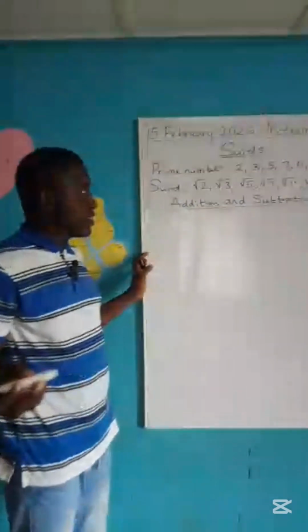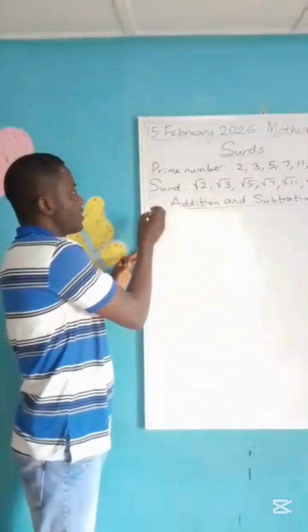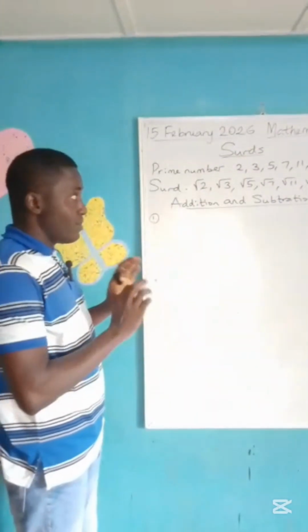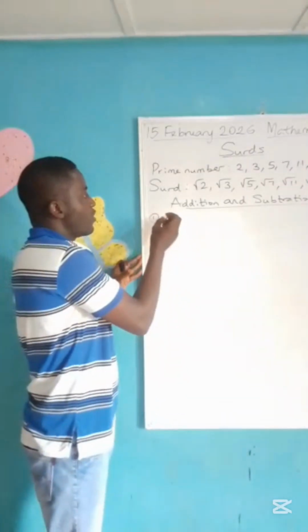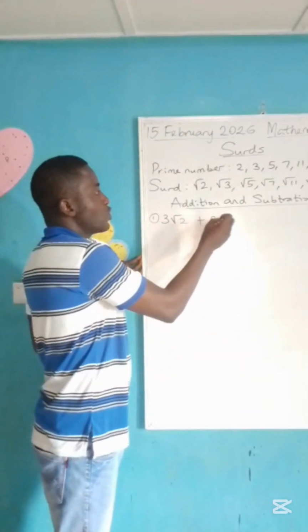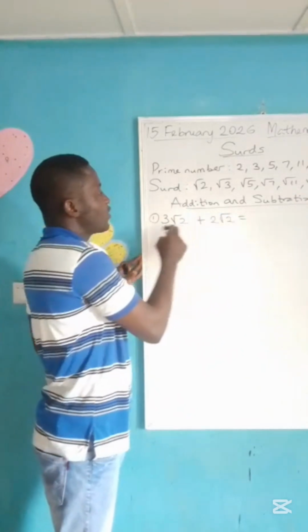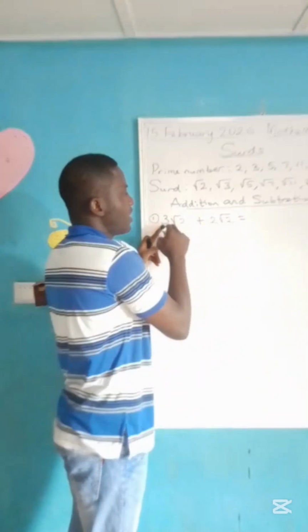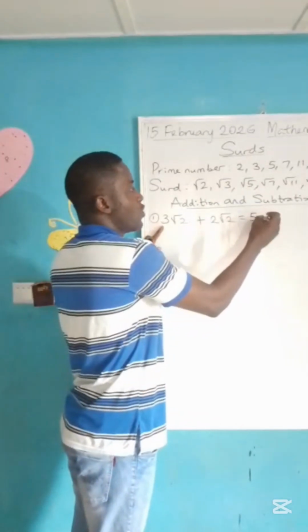How do we add surds? You add surds by adding the whole numbers in front of them alone. For example, if you are given 3 root 2 plus 2 root 2, you are just going to add the whole numbers in front of the surds. So you are going to say 3 plus 2, 5 root 2.